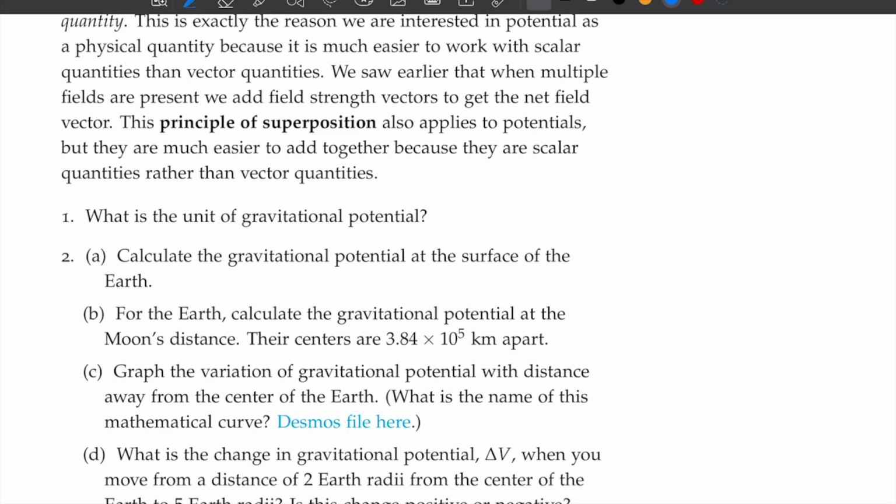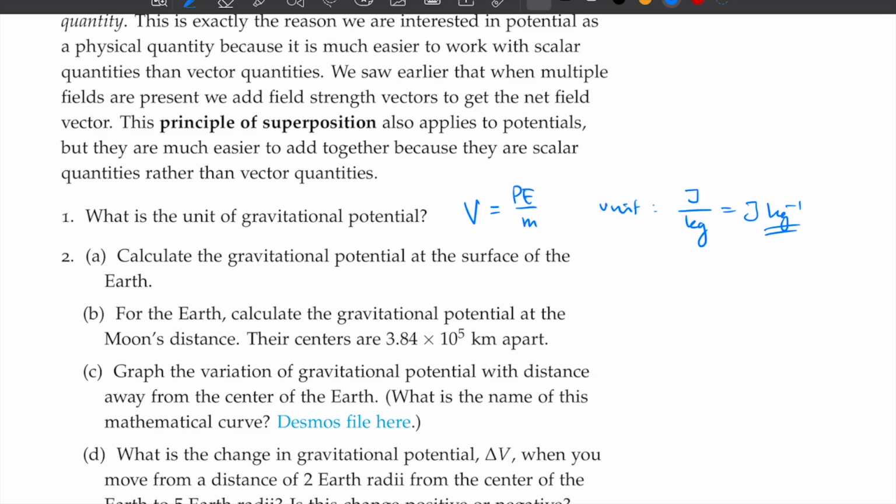Okay, the first exercise is, what is the unit of gravitational potential? Well, if potential is energy per unit mass, then obviously the unit is going to be the unit of potential energy, which is joules, over the unit of mass, which is kilograms. So joules per kilogram, that's the unit of gravitational potential.